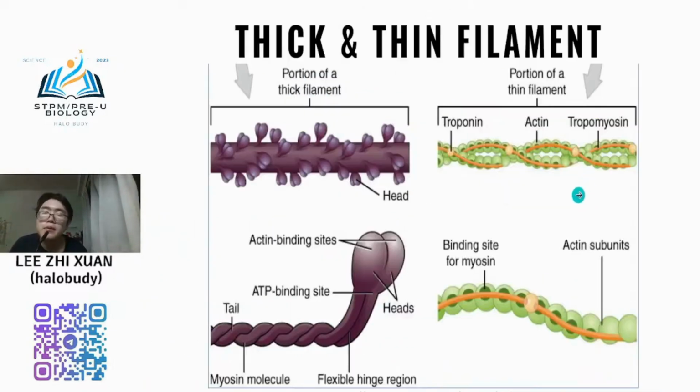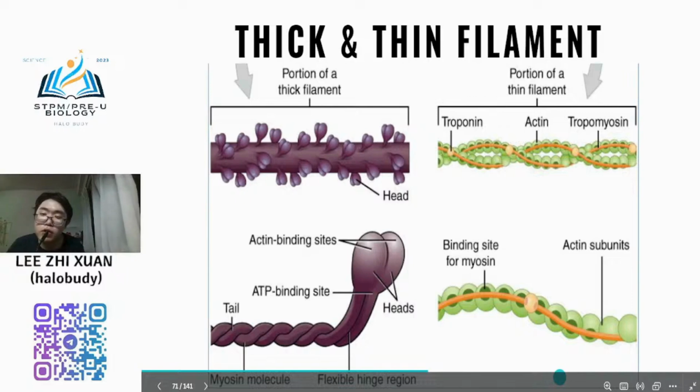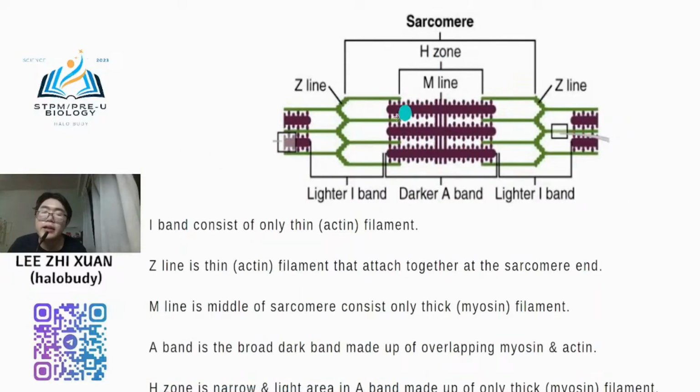Okay. And not only that, you need to know about the structure of thick and thin filament too. Why? Because later you will learn about muscle contraction. When you want to learn about muscle contraction, you need to know the structure of thick and thin filament. So the thick filament, another name is myosin, and the thin filament, another name is actin filament. You need to remember it. Okay, so for this diagram, the thick filament, as I already mentioned in the sarcomere, is located at the center only.